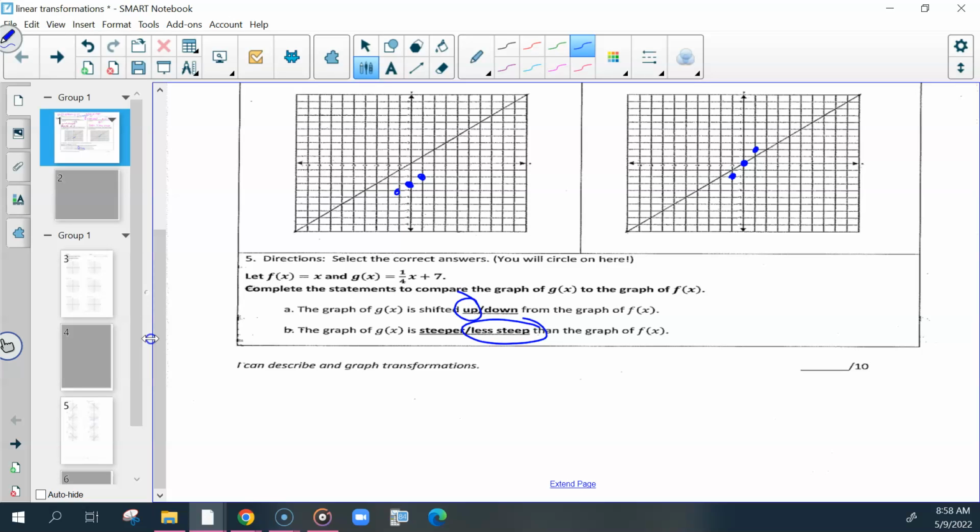Do we have any questions about how to determine shift up, shift down, steeper or less steep? No, we as a class have never done this stuff. Well, formally, we did some of it in the SOL overview.